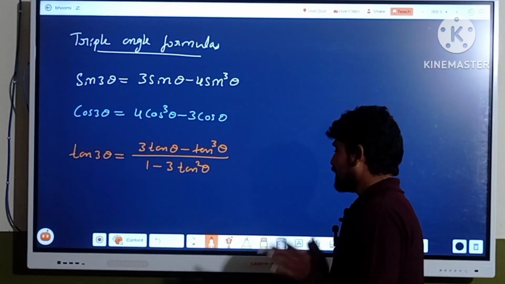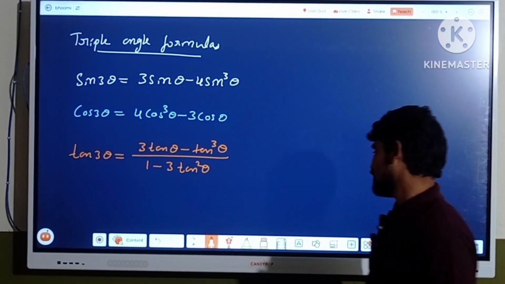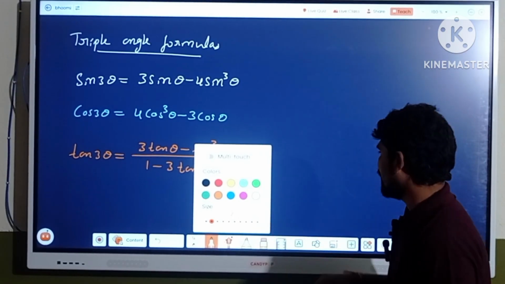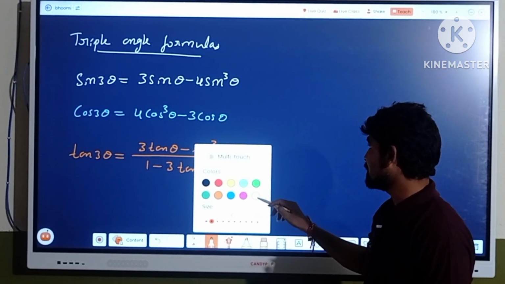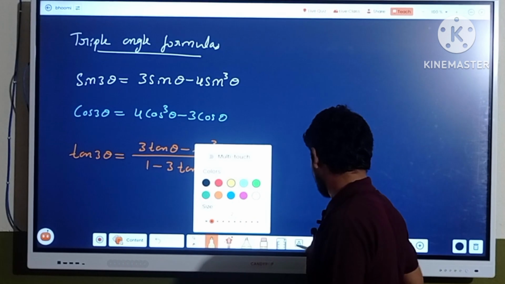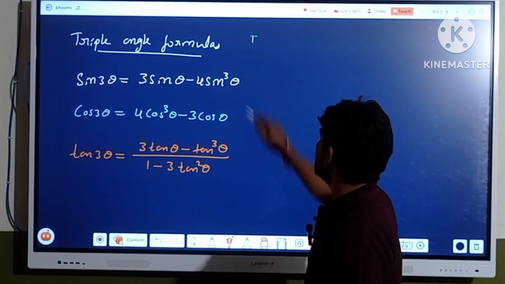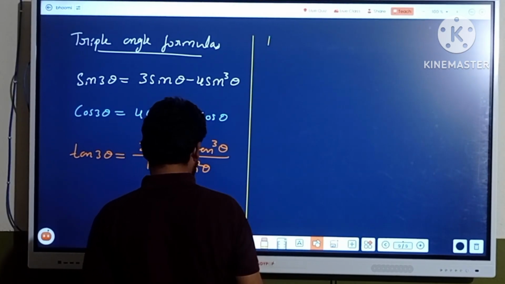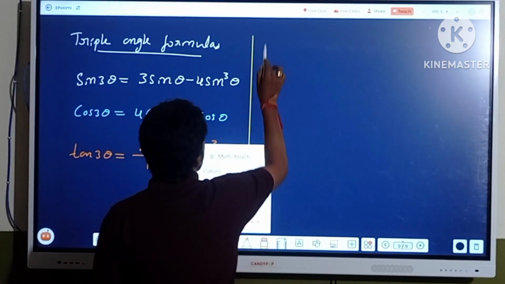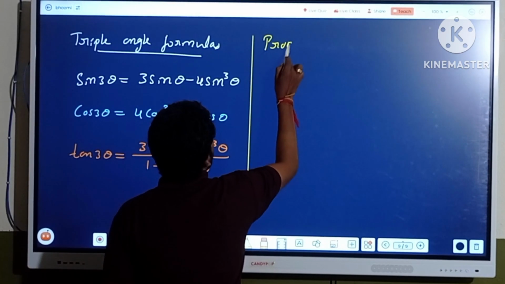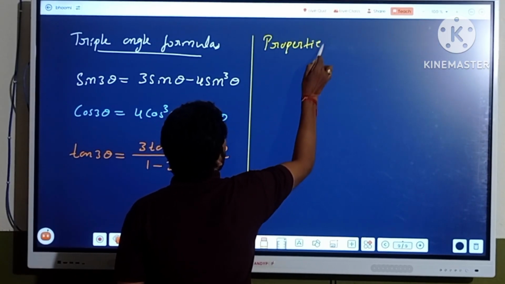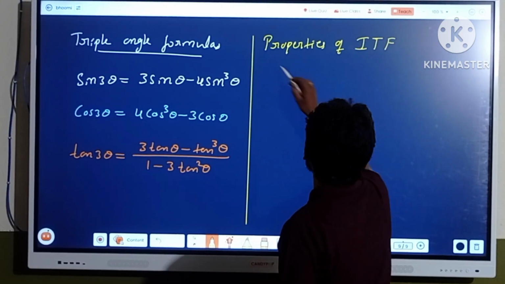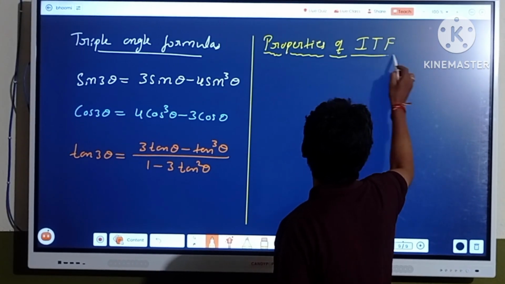Now some required properties of inverse trigonometric functions. These properties are helpful to find the derivatives of inverse trigonometric based problems. So what? Properties of ITF. ITF in the sense inverse trigonometric functions.